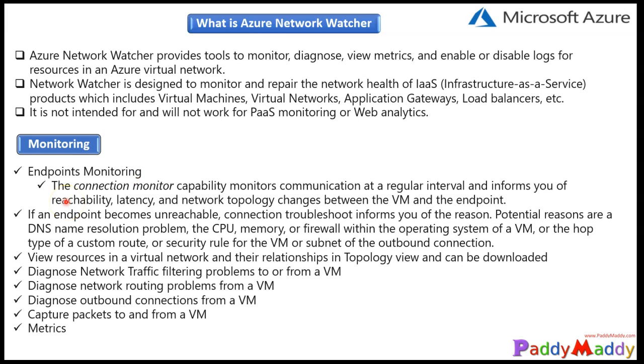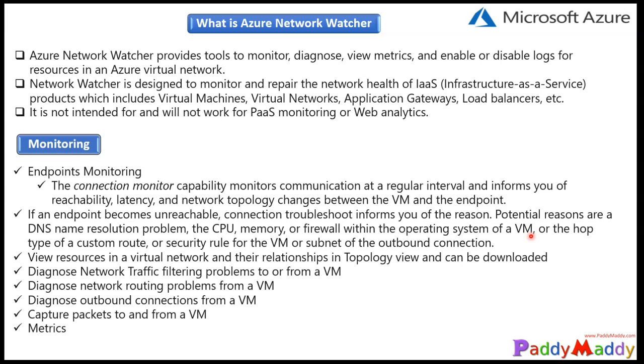And if your endpoint becomes unreachable or not able to connect, it will help you with connection troubleshooting. It informs you of the potential reasons, like maybe a DNS name resolution problem, or CPU or memory or firewall within the operating system of that specific VM, or maybe hop types, like from this network to the next hop communication. Also you can check the custom route information and any of the security rules that you have configured from NSGs or maybe at a subnet layer.